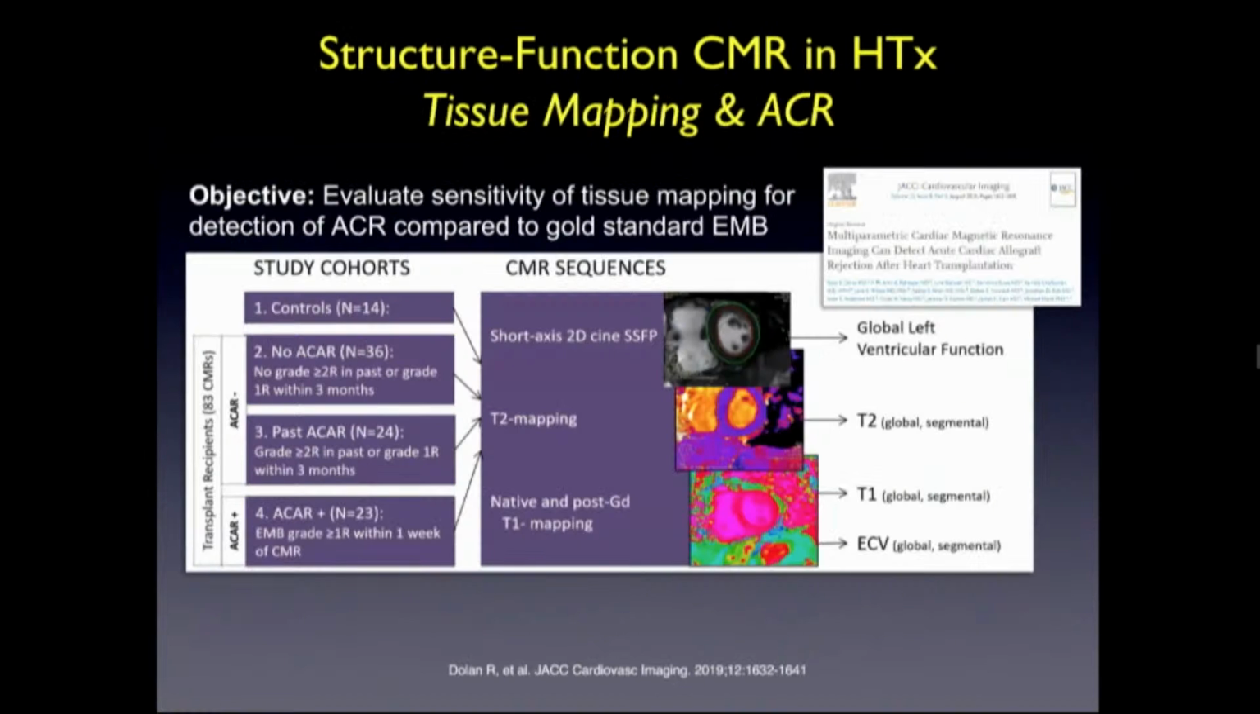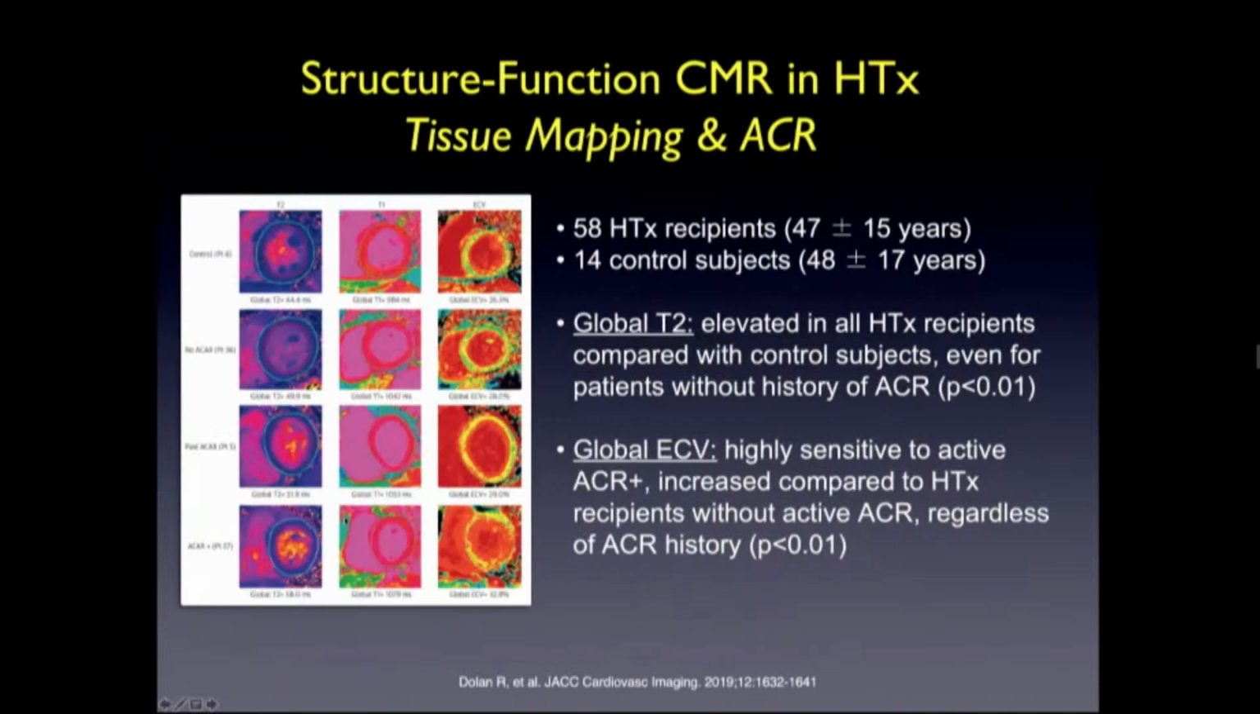So here are some of the early results from this study. The study cohort was divided into a number of controls, so 14 controls, and then the patient population was divided into those that had active rejection, so about 23 of them, those that had a past episode of rejection within about 3 months or a more severe grade of rejection, and those that did not have rejection but were still transplant subjects. Okay, that was the grading, and then the results are shown here.